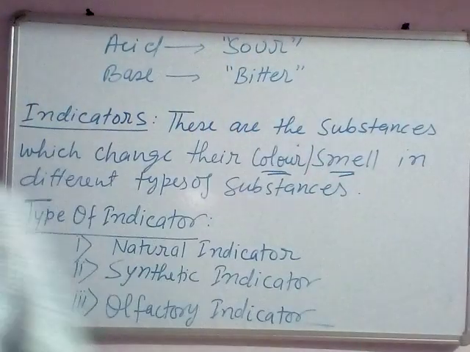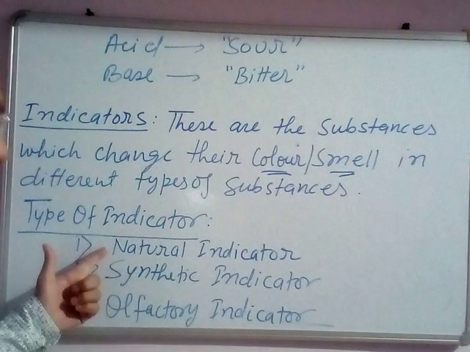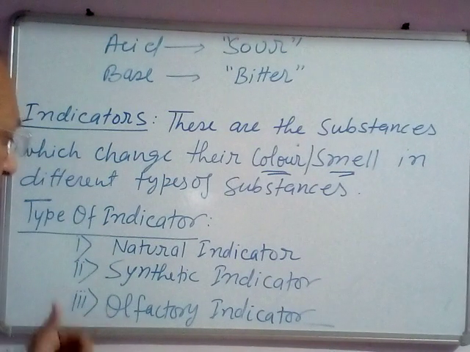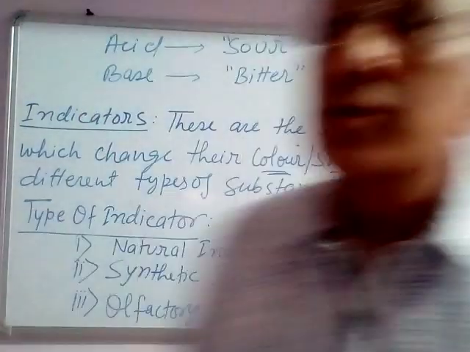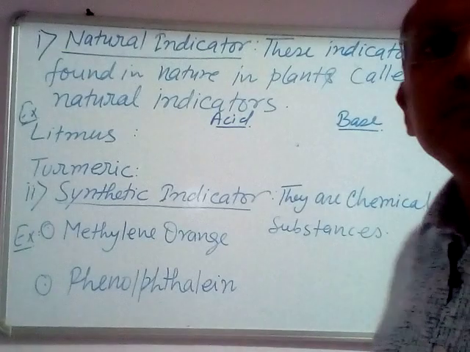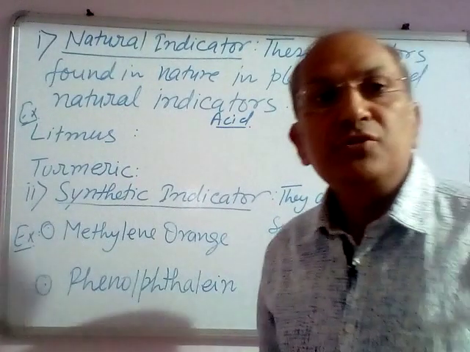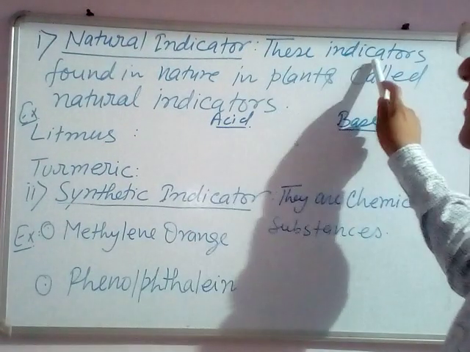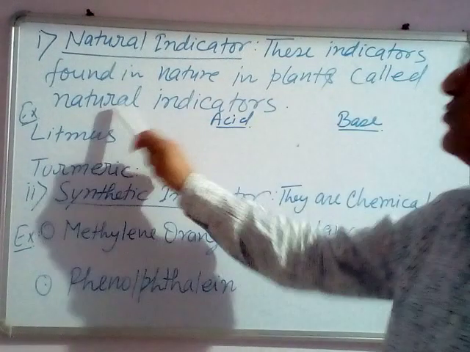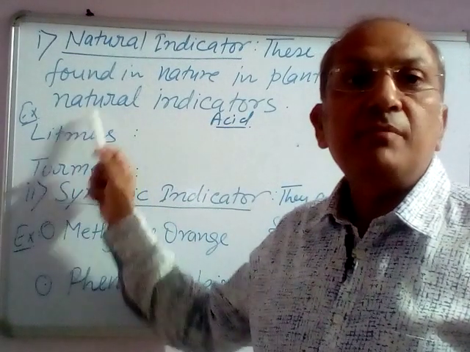Now we are going to understand the types of indicators. First is natural indicator, second is synthetic indicator, and third is olfactory indicator. So now one by one we are going to discuss them. The first is natural indicator. What is a natural indicator? These indicators found in nature in plants are called natural indicators, like litmus. Litmus is prepared from plants.